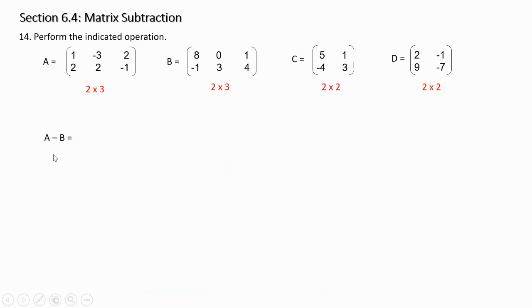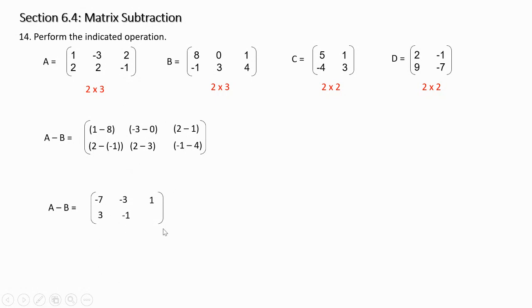Okay, now we're going to subtract A minus B. So it's going to be 1 minus 8, negative 3 minus 0, 2 minus 1, 2 minus negative 1, and 2 minus 3, and negative 1 minus 4. And then we evaluate, so it's going to be negative 7, negative 3, positive 1, positive 3, negative 1, and negative 5. So that's a result of A minus B.